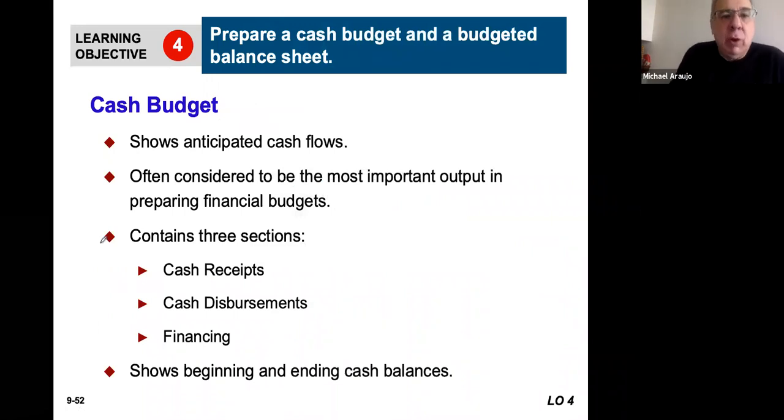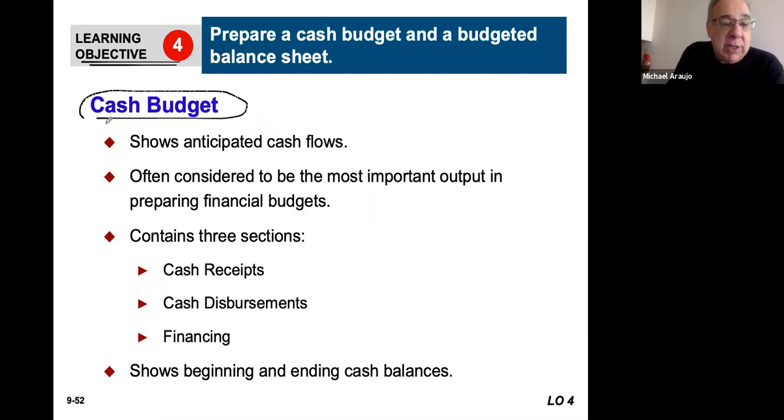Learning objective 4. Now, this is a very important learning objective because there are actually two things you're going to be learning that are important. One of the more important budgets that a business is going to have is something called a cash budget. A cash budget basically follows cash coming in, cash going out. And if they need any money, that's going to be necessary to put in the cash budget.